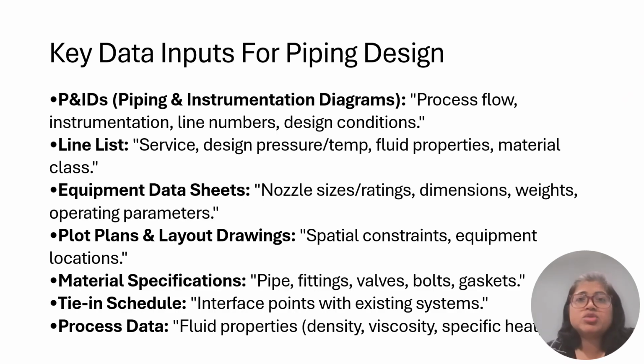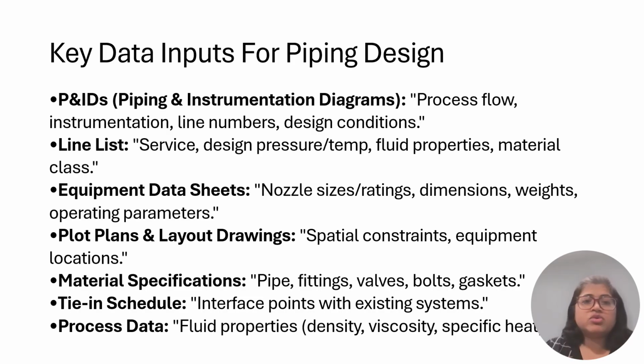What are our primary sources for process information? First one is PNID, piping and instrumentation diagram. This schematic shows the process flow, major equipment, instrumentation, and crucially provides the line numbers. These line numbers are linked to our line list.